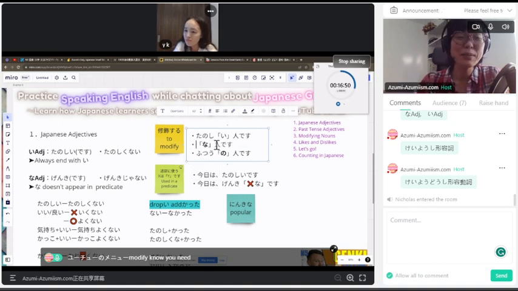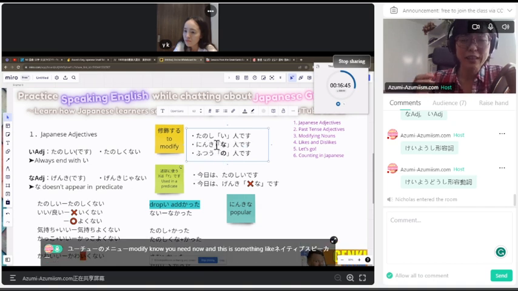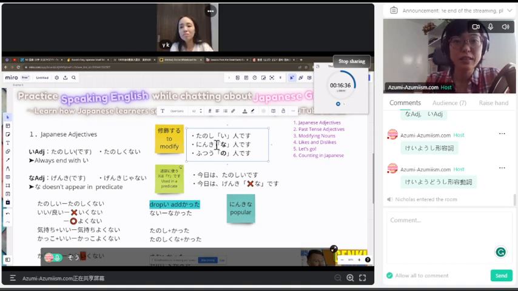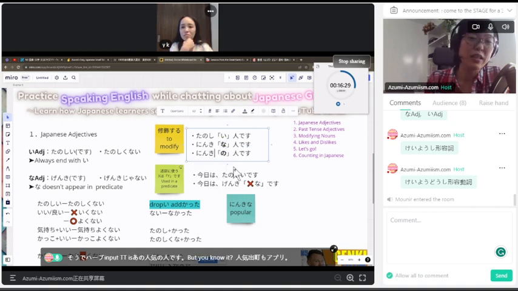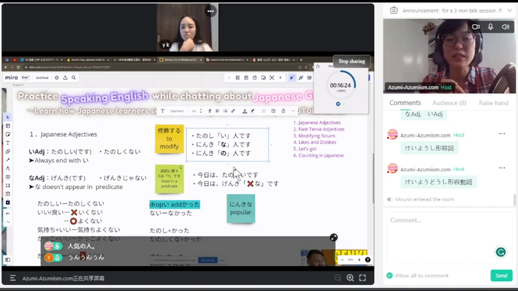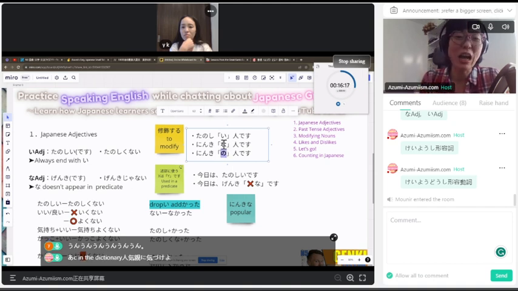And this is something a native speaker can't tell from their numerous amount of input. So they have input, that's why they can tell if it's na or no. 人気な人です。But you know, 人気 is much more complicated because some people say 人気の人. As you see in the dictionary, 人気 is 形容動詞, but this is a matter of preference after all, right?